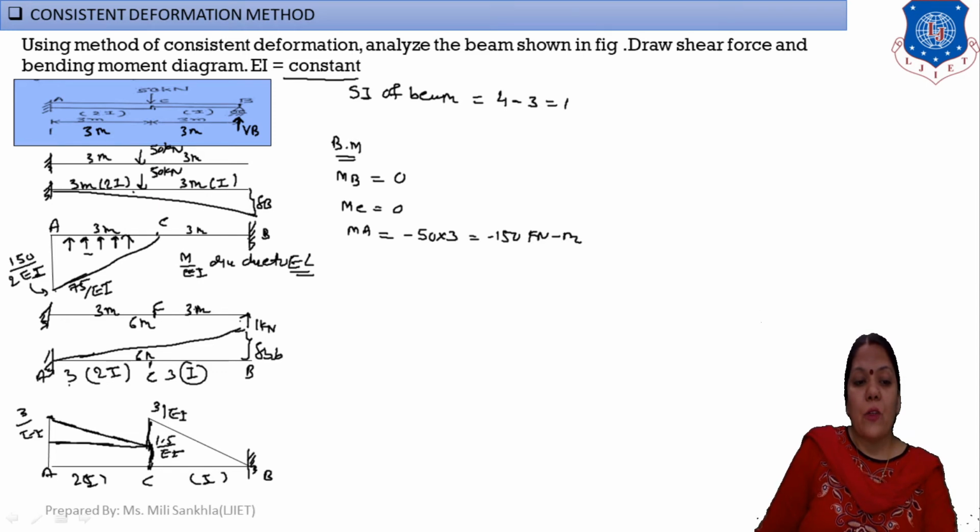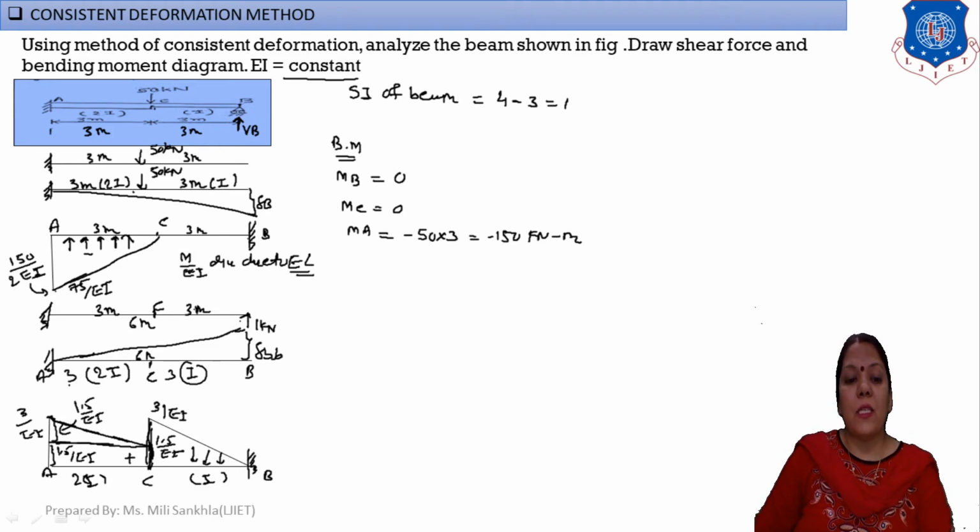This total height is equal to 3 by EI, and this top height, because the total is 3 but this half is 1.5, so mention here this is 1.5 by EI, and this height is also 1.5 by EI. This is our plus diagram, so forces are indicated in the downward direction. Okay, and this is our M by EI diagram due to unit load.